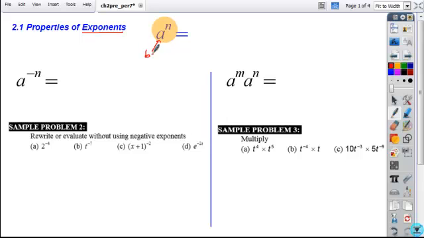The base is the number. Remember, exponents represent repeated multiplication. The base is the number that's being multiplied by itself. And then n is the power. I'll refer to this as a power, and that's the number of times that base is being multiplied by itself.